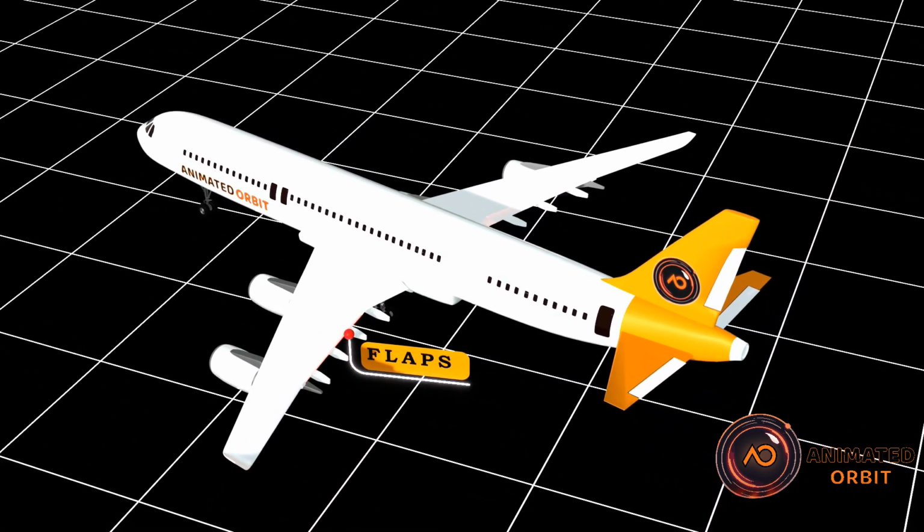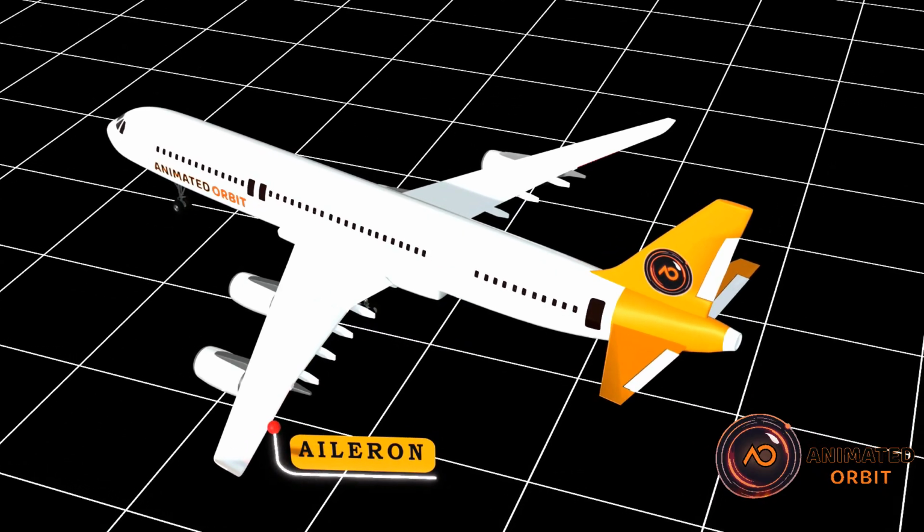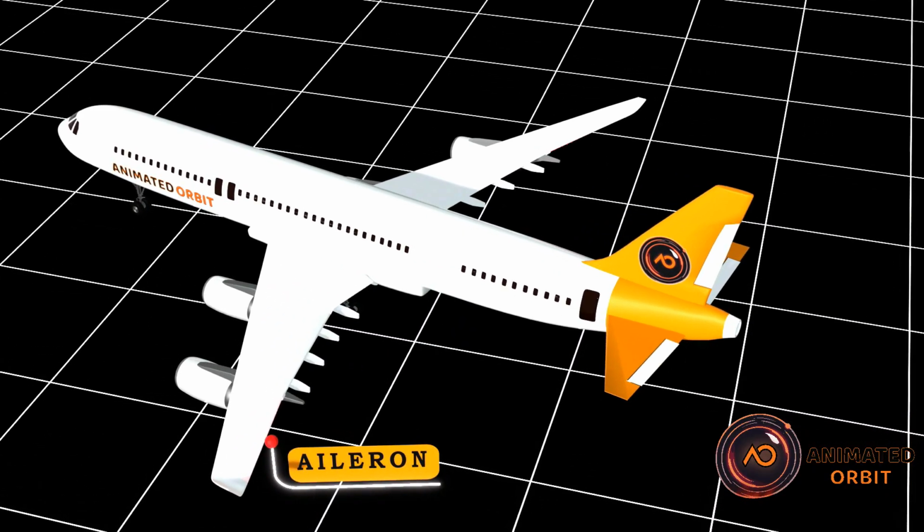Ailerons. Found on the trailing edges of the wings, these control the airplane's roll. Ailerons move in opposite directions to tilt the wings.